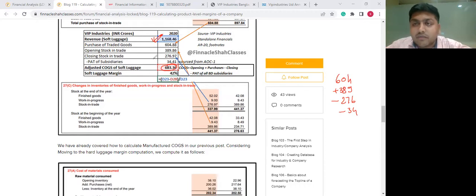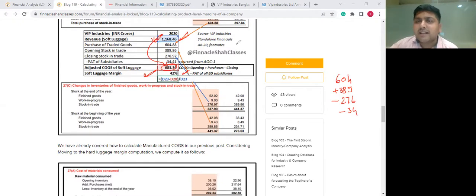Remember, these are standalone figures. If you take a look at consolidated figures as well, from a revenue perspective, both are same, so it won't really make a difference there. So 42% is the margin which you get. How do you get that? 1168 minus the COGS divided by the overall revenue. 42% is the profit margin when it comes to soft luggage.